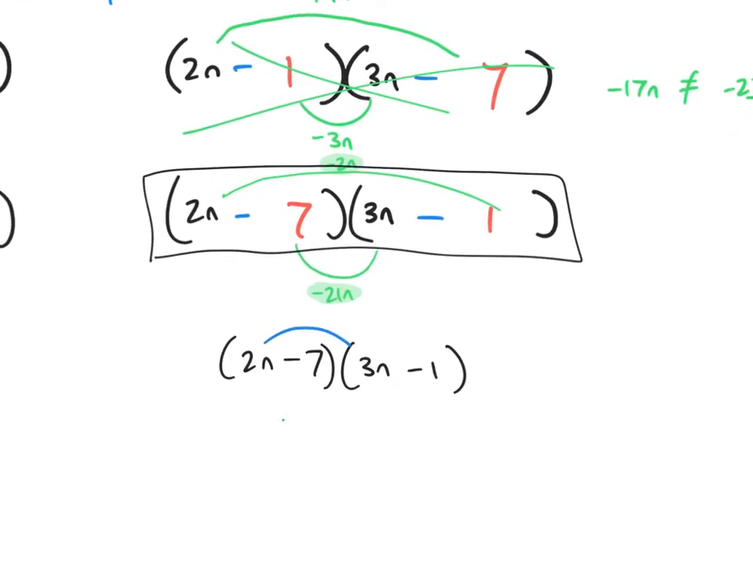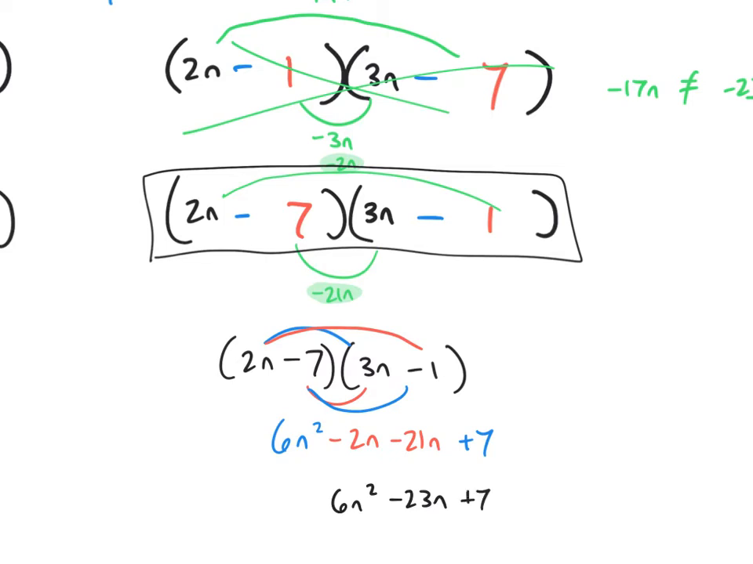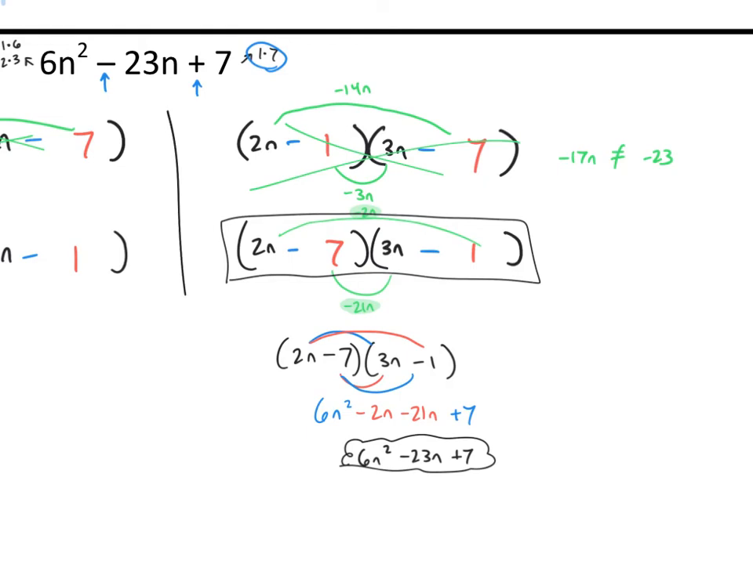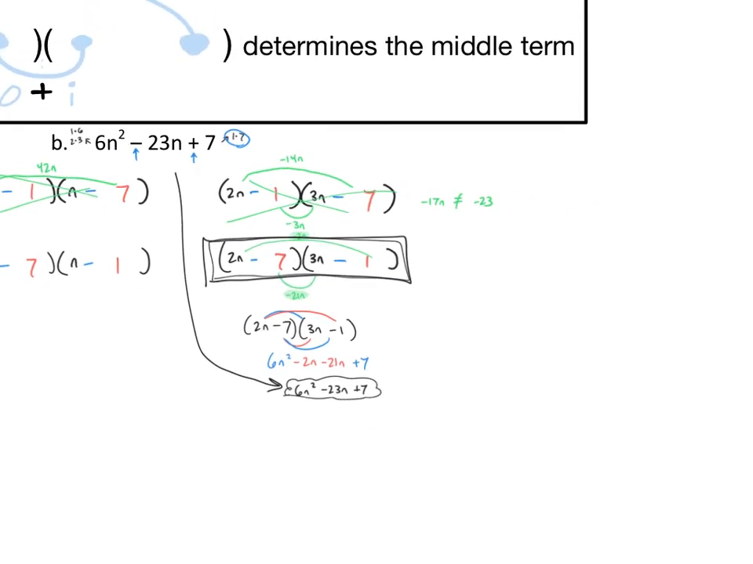2n times 3n is 6n squared. 2n times minus 1 is minus 2n. Here we'll get a minus 21n, and then here we'll get a plus 7. And when you combine those like terms, you will get the original expression that we were trying to factor in the first place. And that's what makes this boxed answer the correct choice.